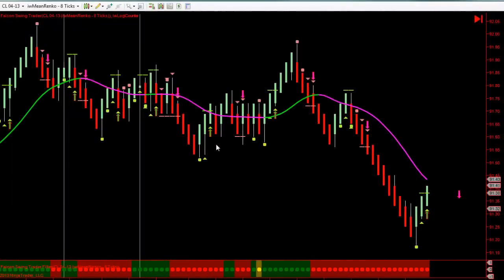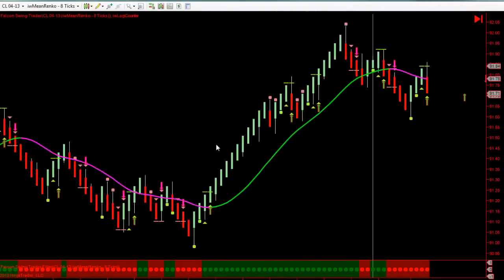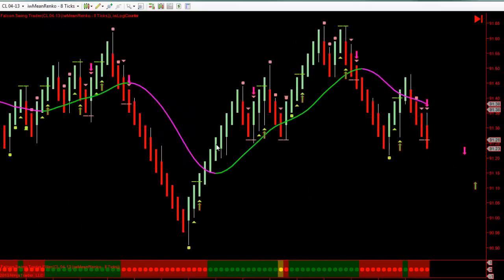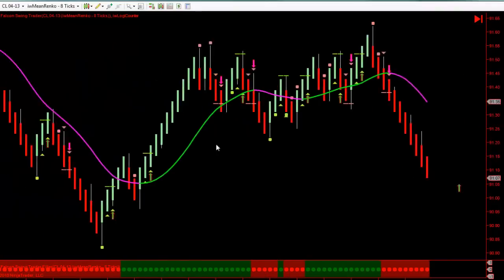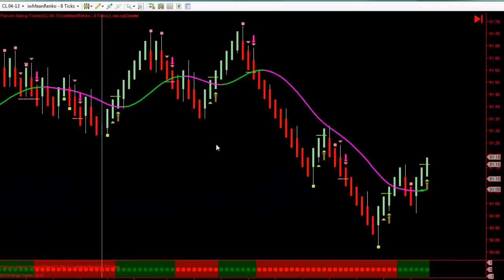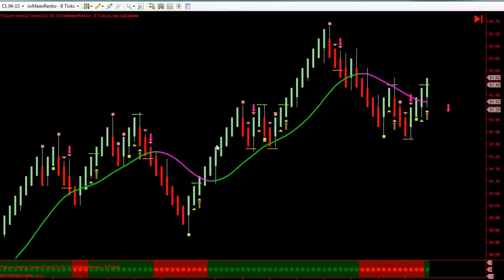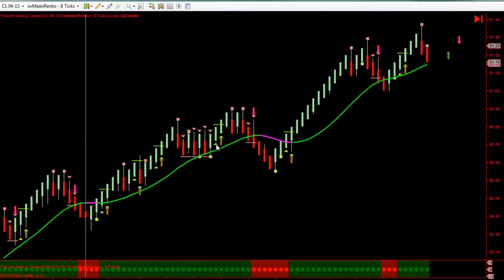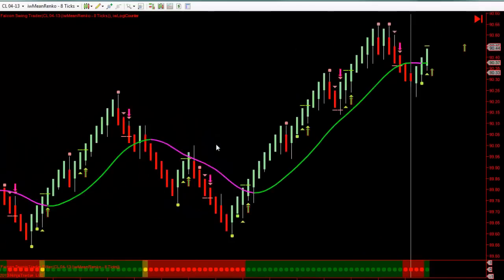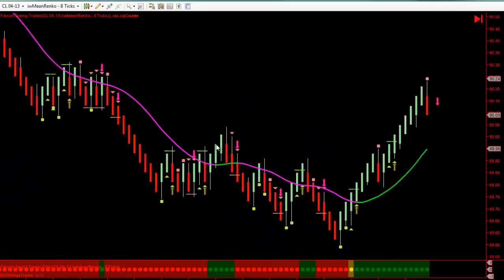Let me see what an ugly Falcon trade would look like. Oh dear, I got to scroll back here quite a ways to find one. We've had nothing but nice signals. All right, come on, there's got to be one here somewhere. Where's one that's going to be a little harder to decipher? Well, these are all good looking signals.